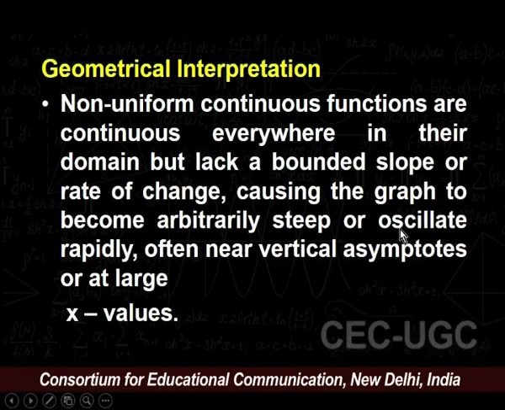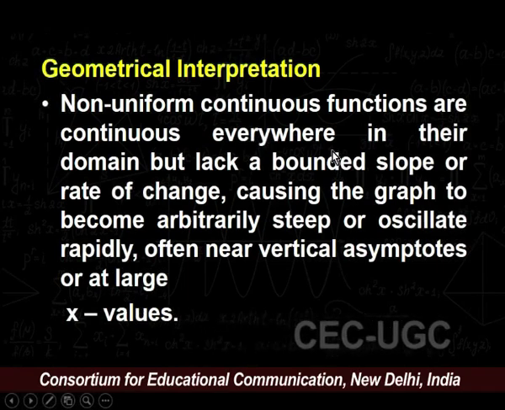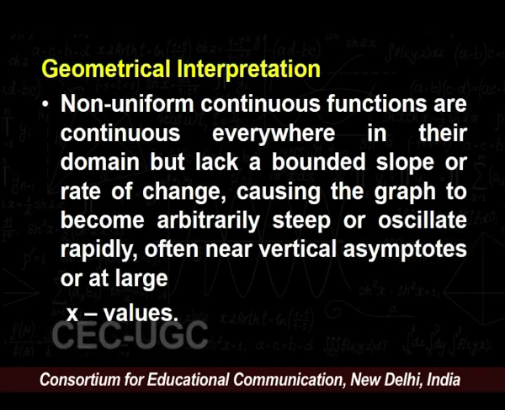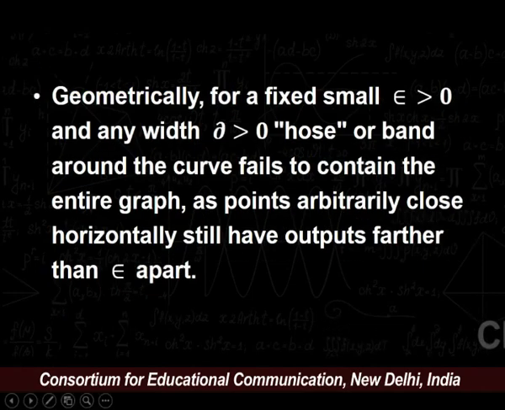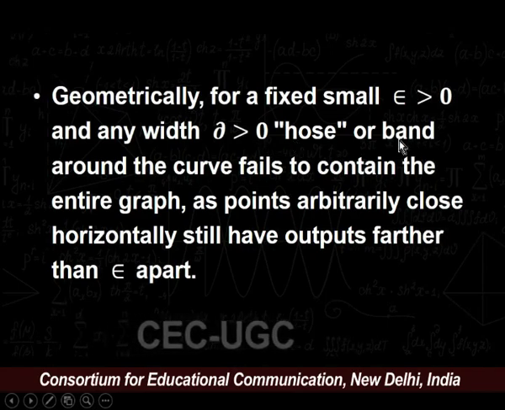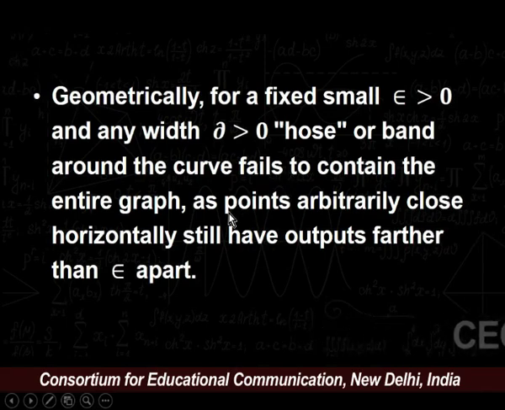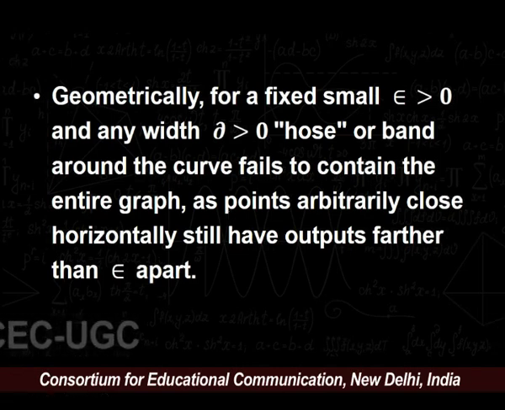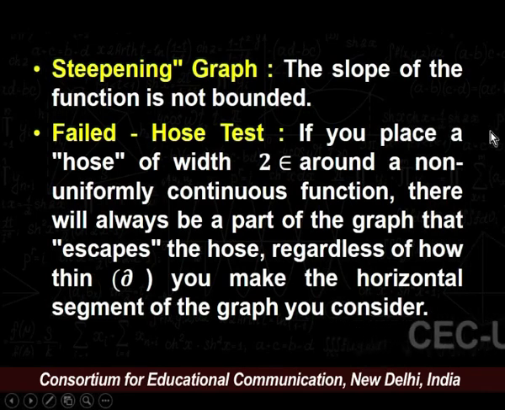The geometrical interpretation for non-uniformly continuous functions: they are continuous everywhere in their domain, but lack a bounded slope or rate of change, causing the graph to become arbitrarily steep or oscillate rapidly, often near a vertical asymptote or at large x values. Geometrically, for a fixed small epsilon greater than 0 and any width delta greater than 0, the hose or band around the curve fails to contain the entire graph, as points arbitrarily close horizontally still have outputs further than epsilon apart. Steep graph, the slope of the function is not bounded.